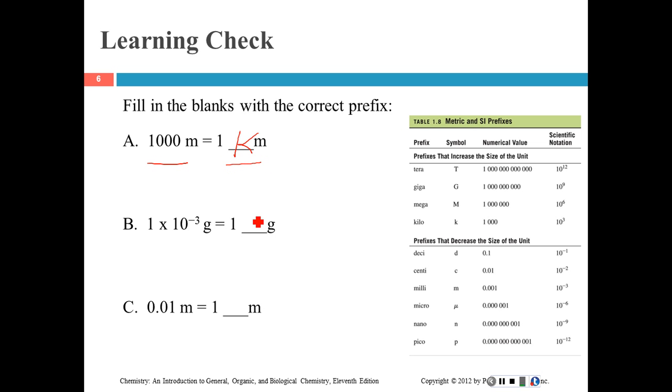Kilo is bigger. All right, 1 times 10 to the minus 3 grams, that's small. Okay, so whatever we're comparing that to is going to be bigger. So 1 times 10 to the minus 3 grams is what? 1 milligram. Okay.